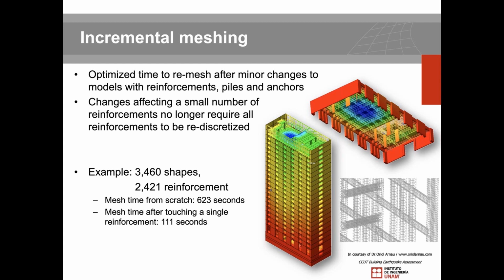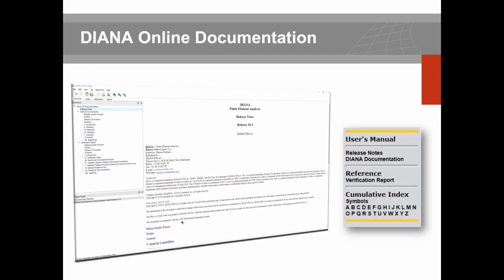For instance, in this particular example, you can see that the time of meshing and remeshing can be divided by a factor of 6, just thanks to this technique of incremental meshing. So it's very powerful. And at the end, we have a series of online documentation, including a verification report and a benchmark report as well as our backbone theory. So we have a very comprehensive set of documentation, which is available online, but also available on your installation when you install Diana.